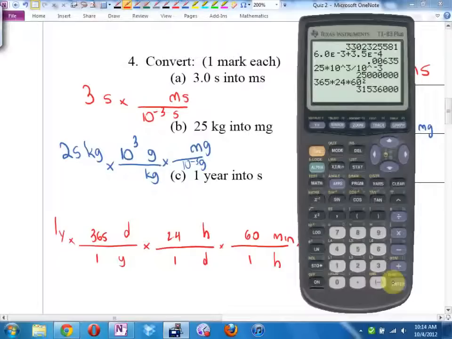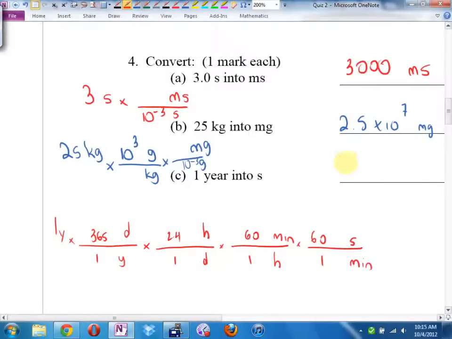31,536,000. If I write this in scientific notation, it's going to be almost as long as writing the original number, because I'm going to have to write the 3, the 1, the 5, the 3, the 6, and you know what? So I'm going to write the original number. 31,536 and 3 zeros. 3.1536 times 10 to the 1, 2, 3, 4, 5, 6, 7.